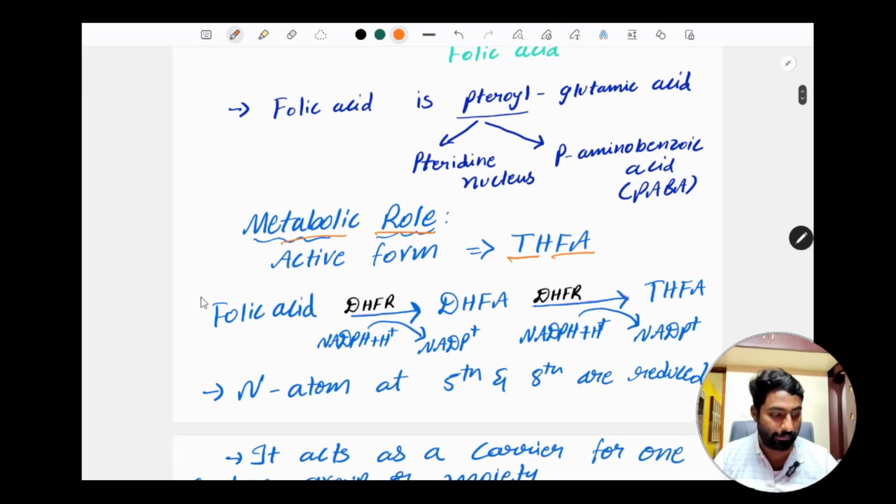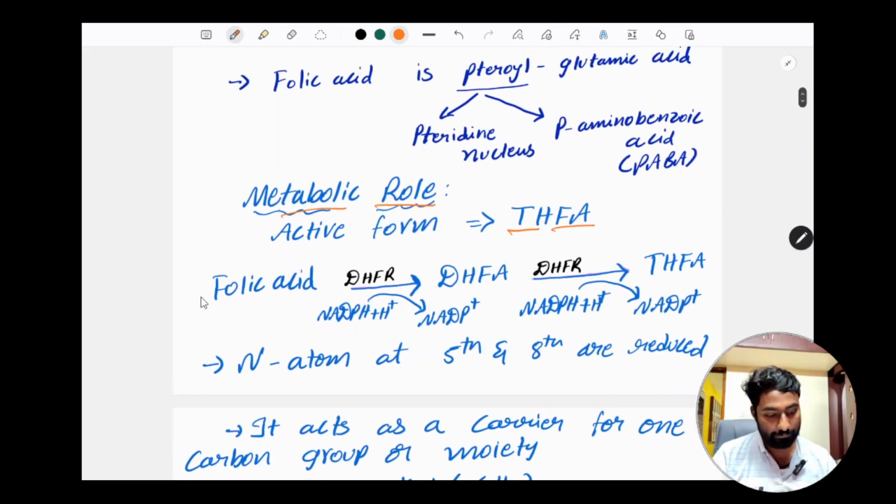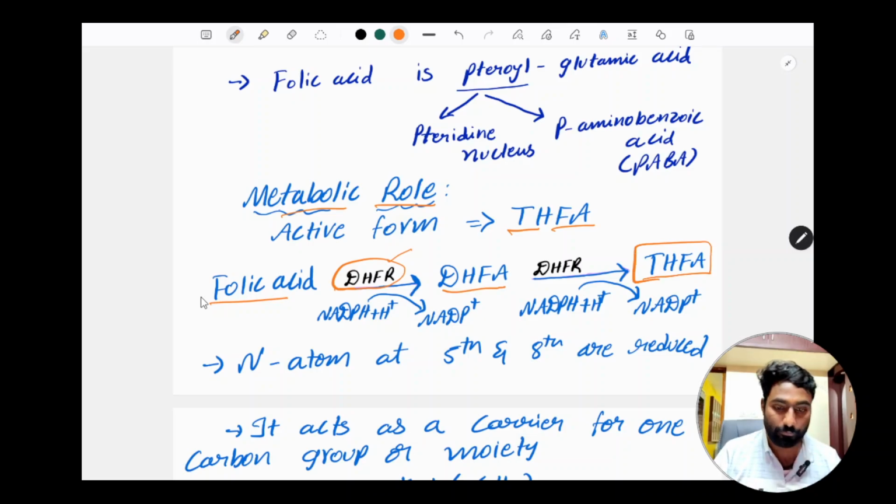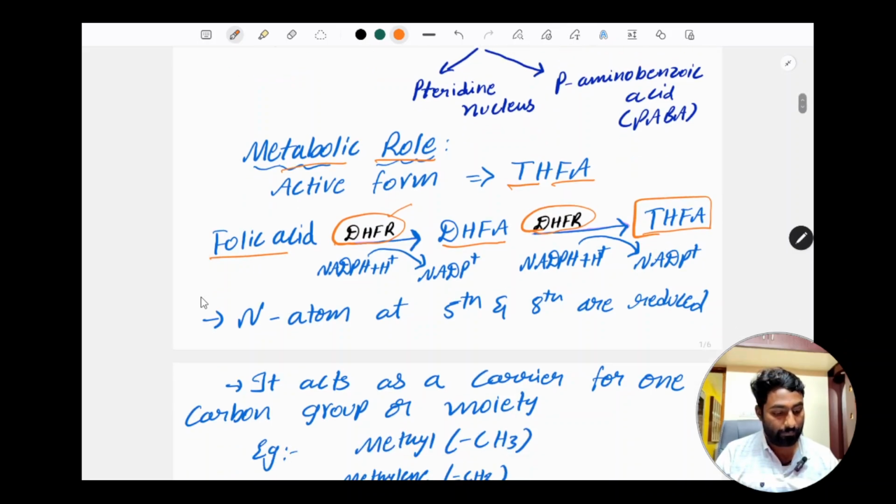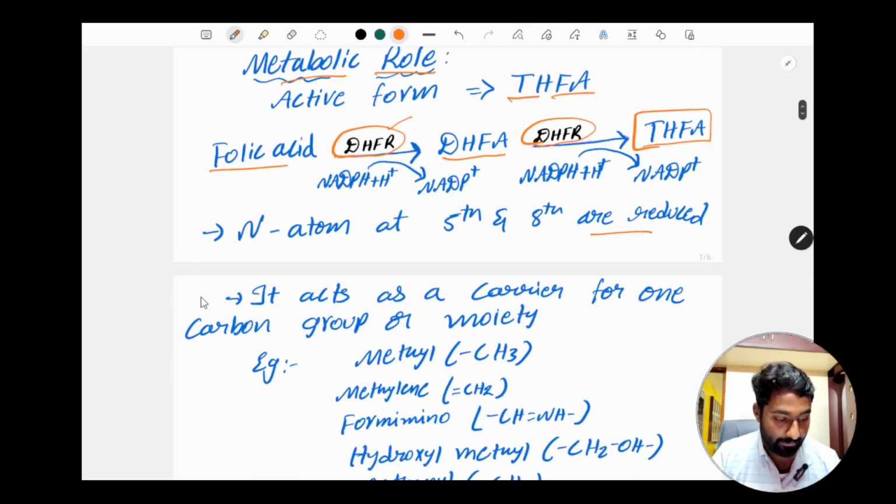How are we getting tetrahydrofolic acid from folic acid? It is with the help of the enzyme dihydrofolate reductase. Folic acid first gets converted into dihydrofolic acid with the help of this enzyme dihydrofolate reductase, and again dihydrofolic acid gets converted into tetrahydrofolic acid with the help of the same enzyme. The reduction will happen at the fifth and eighth position of the nitrogen atom.